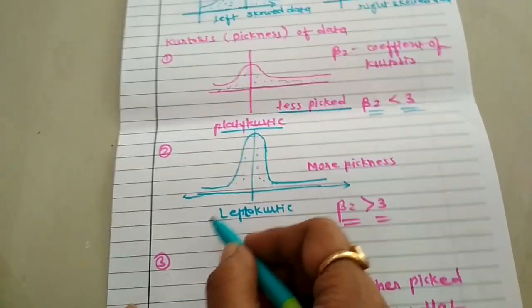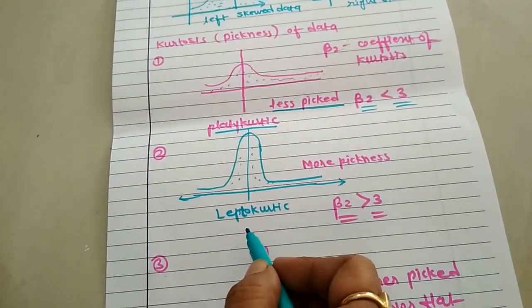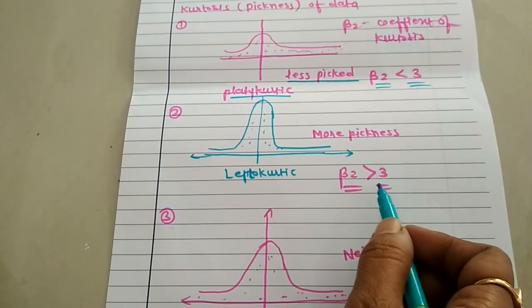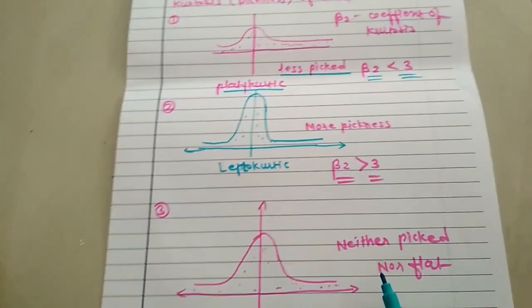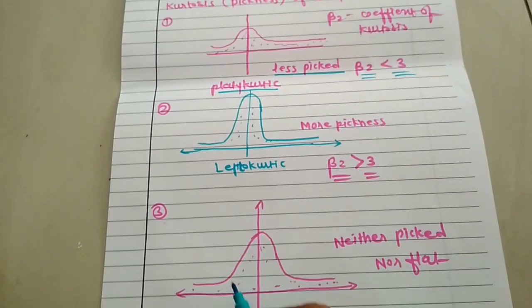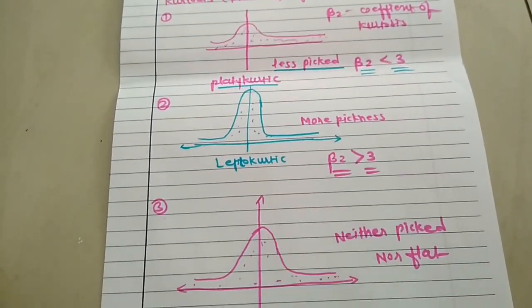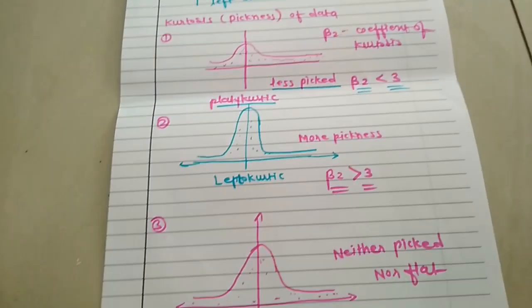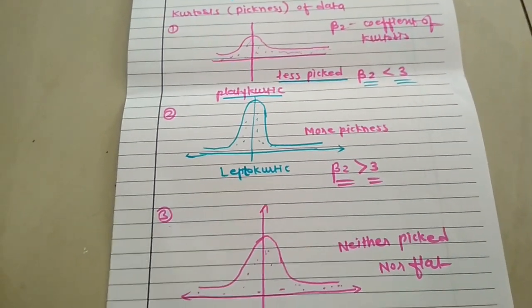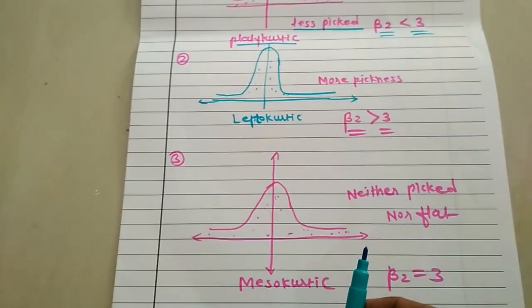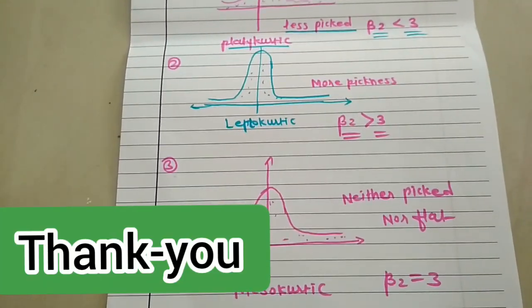Second one is, if more peakness is there, then it is called leptokurtic. Beta 2 is greater than 3. Then neither peaked nor flat. If such a type of graph is there, then it is called mesokurtic, beta 2 equal to 3. So we use this while solving examples on the central tendency.